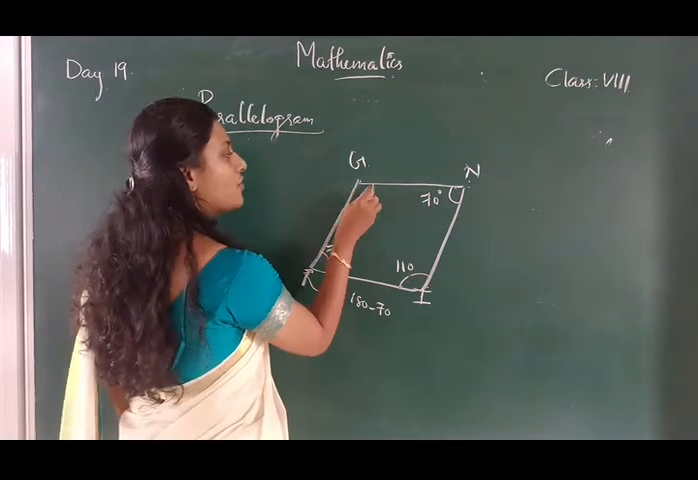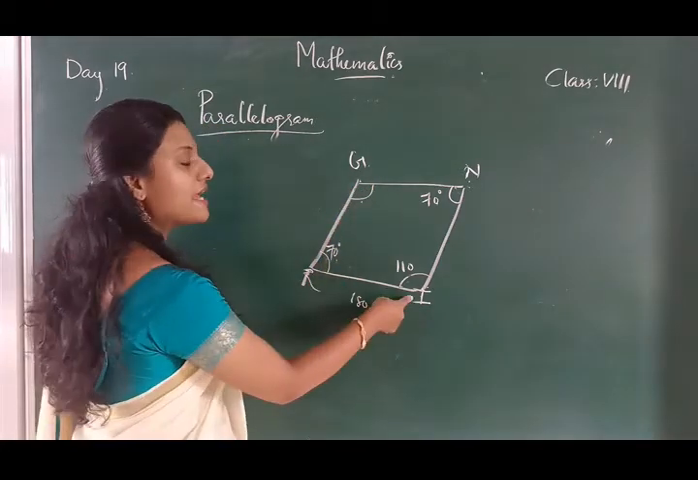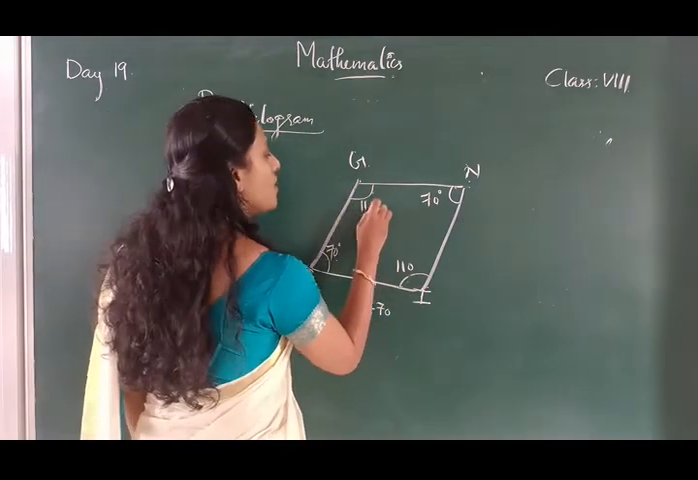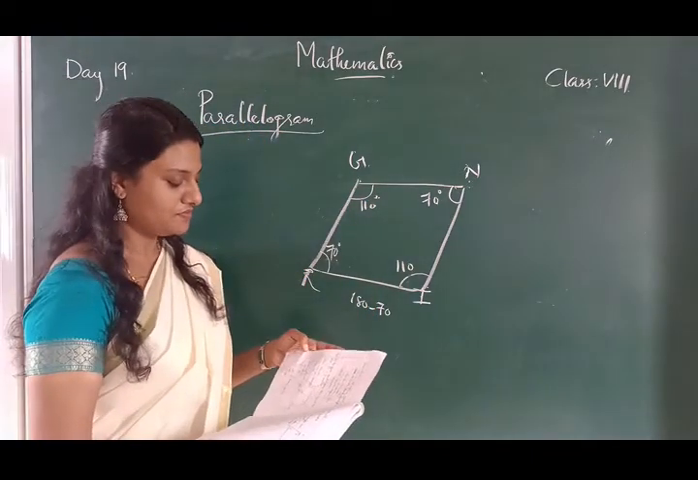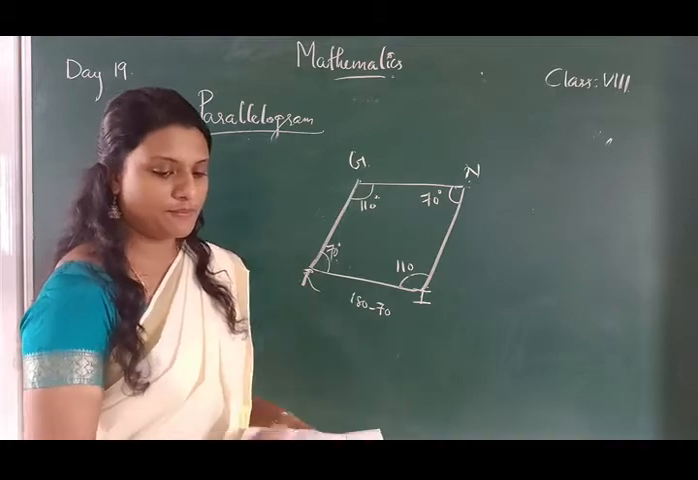Okay, now can you find G? G is the opposite angle of I, so G is also 110 degrees. Got the answer? One more example.